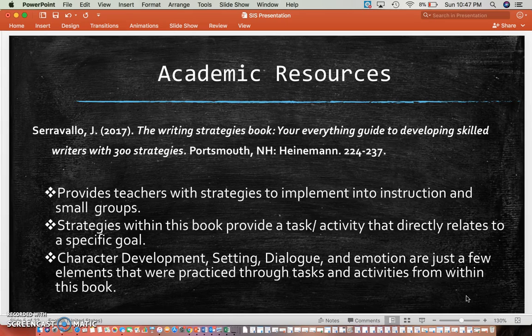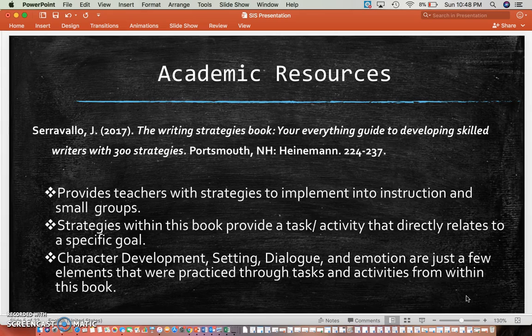My last resource is from Jennifer Serravallo's The Writing Strategies book. I specifically would recommend this book to any educator who wants to improve writing in their classroom. Jennifer Serravallo provides teachers with strategies to implement into instruction and some of their small groups. Strategies within this book provide a task or activity that directly relates to a specific goal.